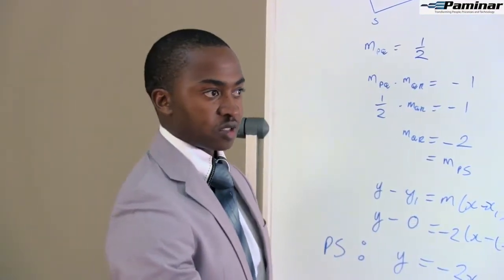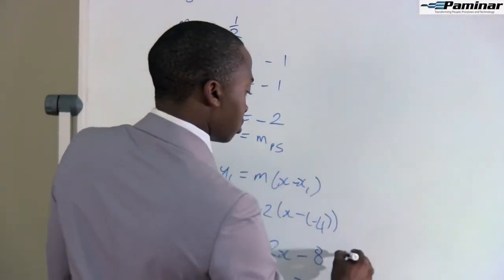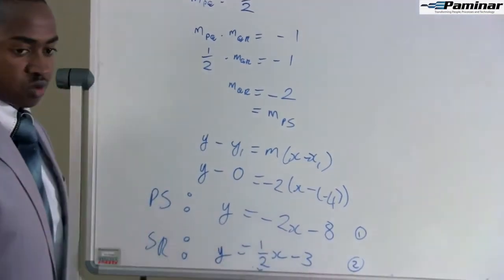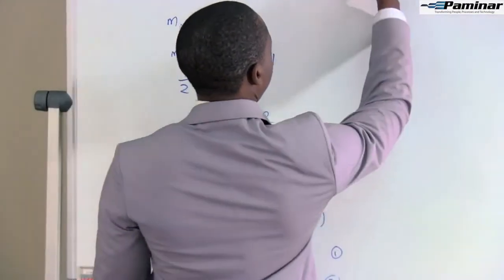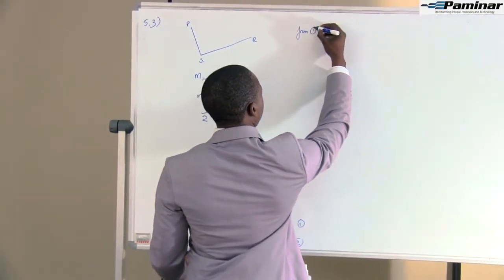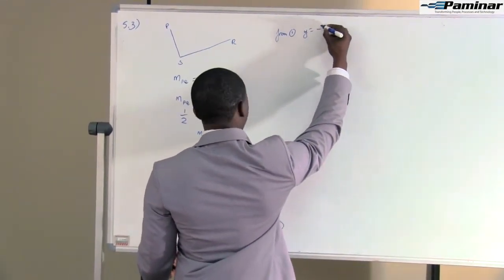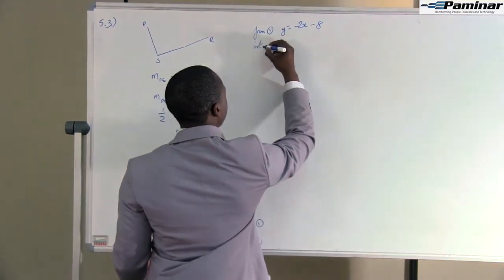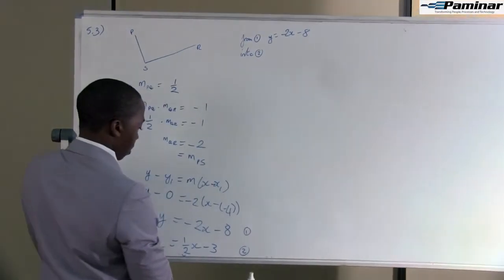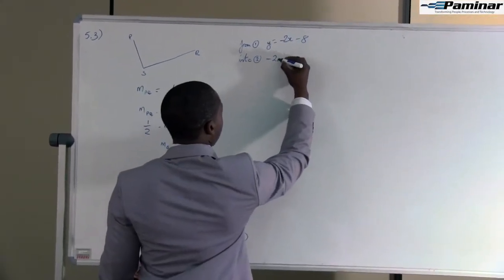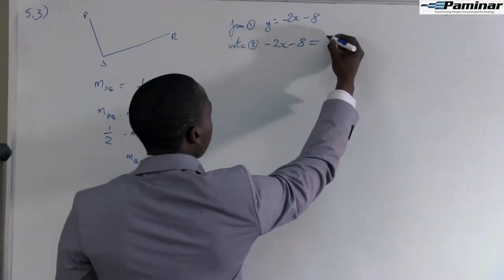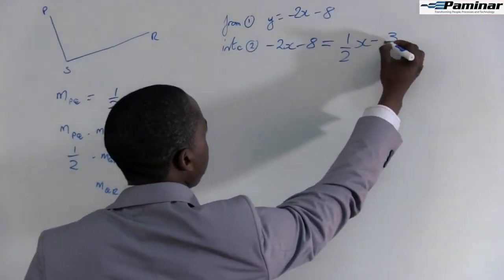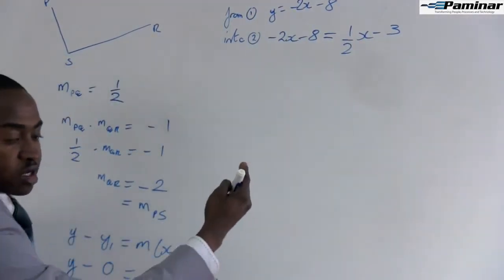So now we're going to use our knowledge of simultaneous equations to solve for the two unknowns to find out where they meet, where they intersect. In other words, we're going to solve for the coordinates of S. So in order to do that, we'll name that one 1, and we'll name this one 2. Then from 1, where the equation is y is equal to -2x minus 8, into 2, we'll substitute for the y. So now it becomes -2x minus 8 is equal to a half x minus 3.